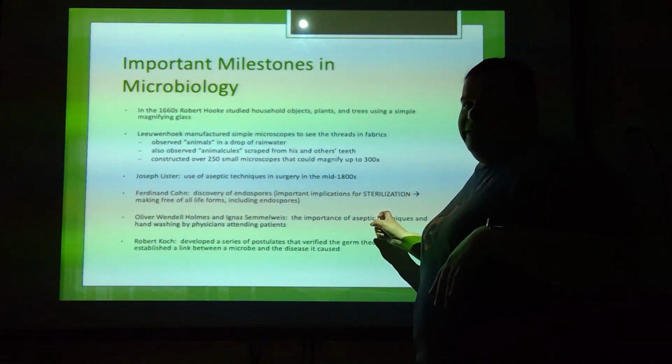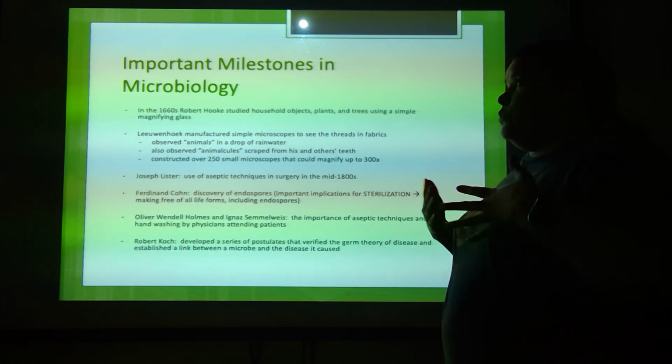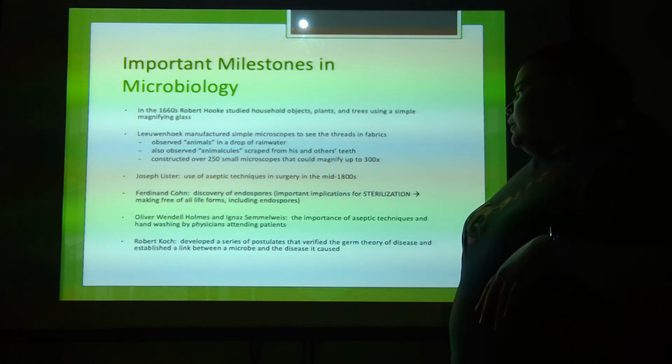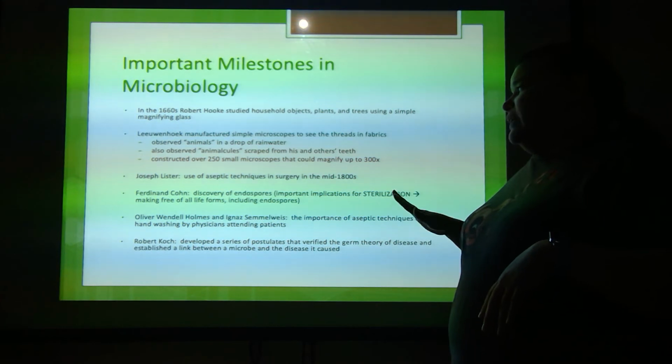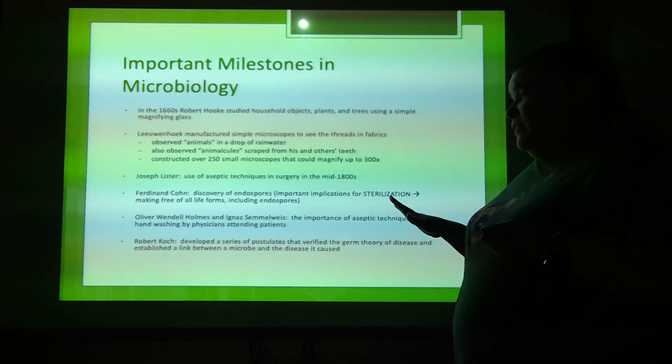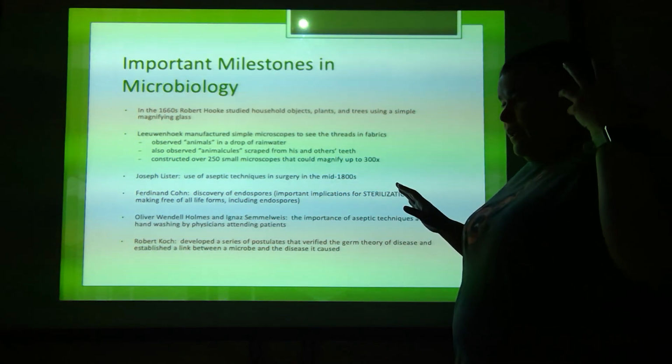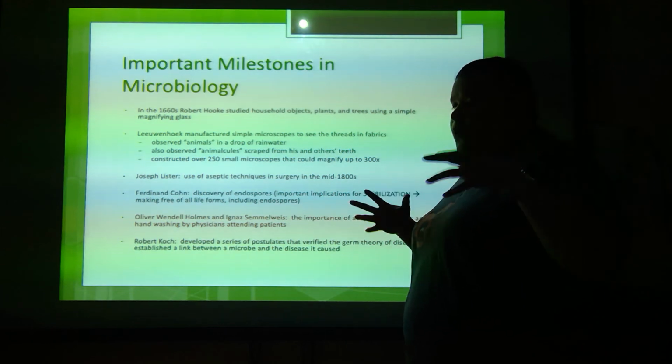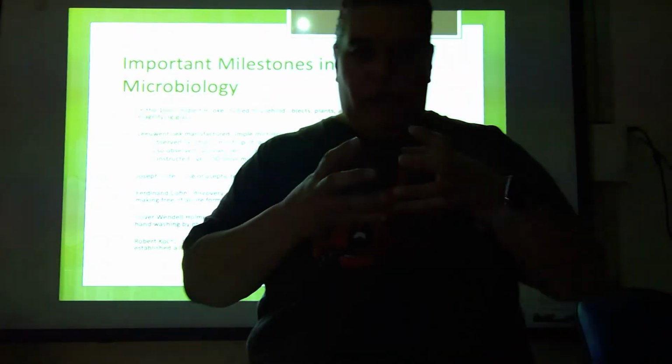So, Ferdinand Cohn, he is the one who discovered endospores. Endospores are really important when it comes to sterilization. Endospores are almost like a way for them to hibernate, make a hard shell, and protect themselves from, let's say, washing with soap and water. So discovering that this other form existed was huge because we knew we had to do more than just soap and water in order to actually get sterilization.